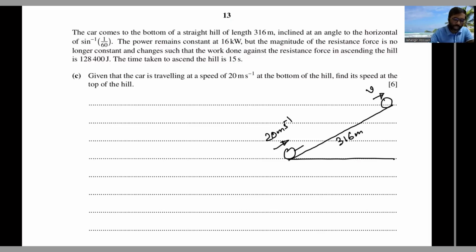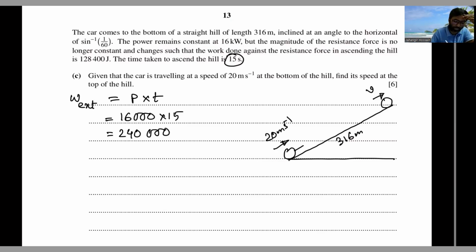Okay. Now, what is the work done? Since it is not constant, the driving force will not remain constant. So what will be the work done by the engine of the car? That is the external work done. Since you know the time it takes to travel this distance, power into time will give you the work done by the engine of the car. Power is 16,000 times 15, which is 240,000 joules. That's the work done by the engine of the car.